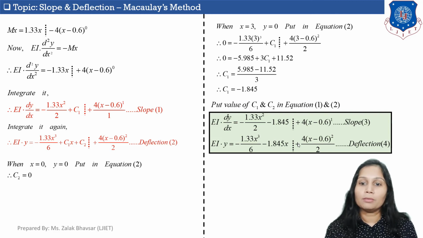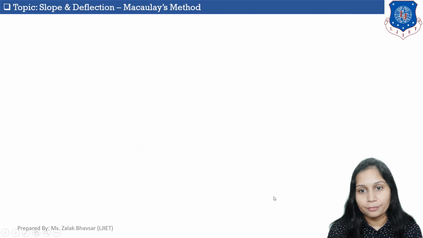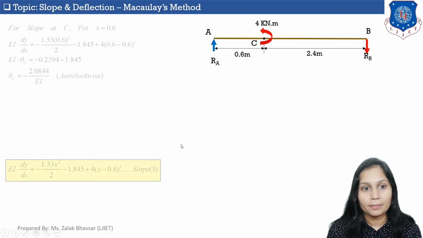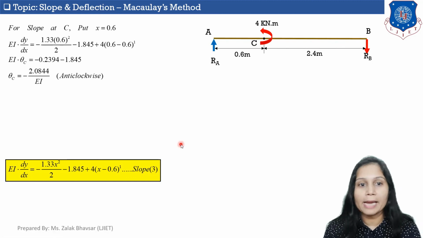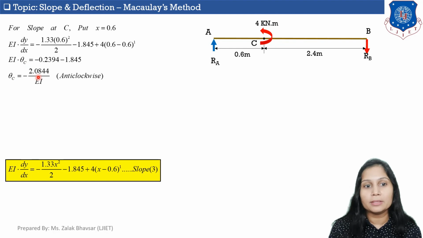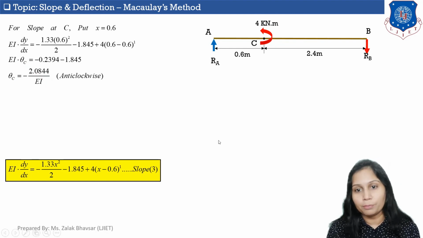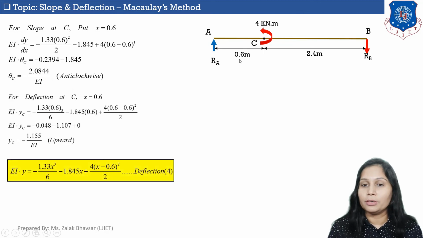Okay, so now let's move to step number 5, where we calculate slope and deflection at point C. So for calculating slope at point C, we need to put x is equal to 0.6 in the slope equation. So we get the value of theta is equal to minus 2.0844 upon EI. In a similar manner, if I put x is equal to 0.6 in the deflection equation, then I will get yC is equal to minus 1.155 upon EI.